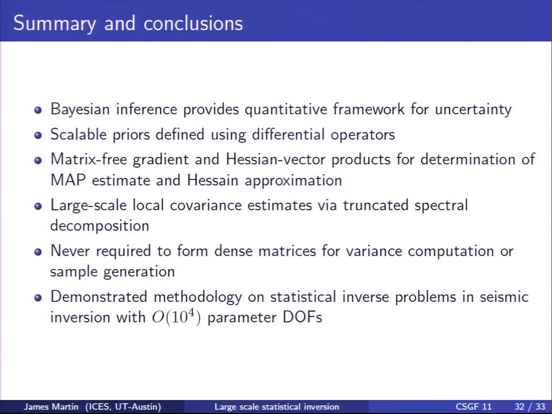So finally, Bayesian inference provides a quantitative framework for uncertainty. We need scalable priors defined using differential operators, so we never need to form the matrix. We need matrix-free gradient and Hessian vector products for the MAP estimate and Hessian approximation. We use large-scale local covariance estimates, which we compute via truncated spectral decomposition. And then finally, we never need to form these dense matrices to actually compute samples or the variance field or anything else we might be interested in. We demonstrated this methodology on statistical seismic inverse problems with up to order 10,000 degrees of freedom in the parameter.